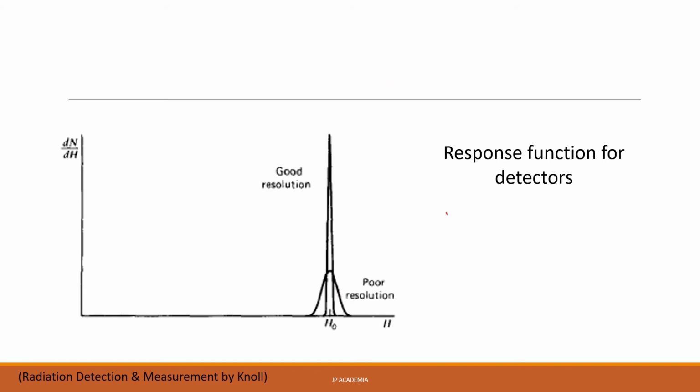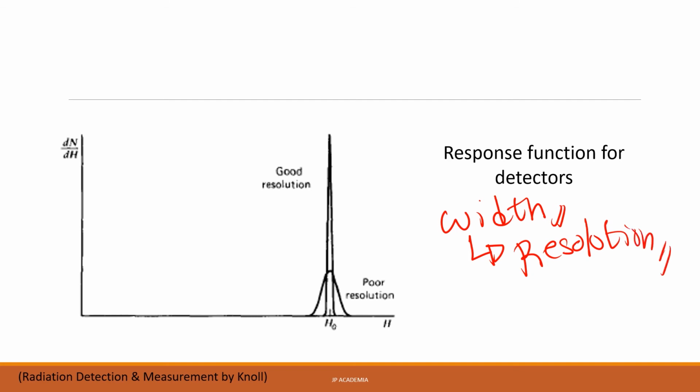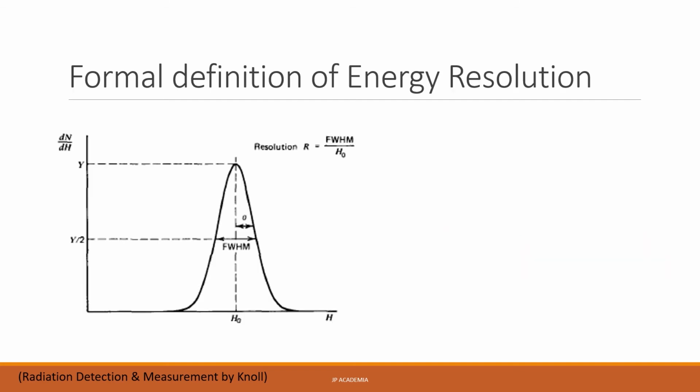Therefore, this width of your pulse reflects the fact that a large amount of fluctuation was recorded from pulse to pulse, even though the same energy was deposited in the detector for each event. So your width is essential in measuring the resolution or the energy resolution of your detector. Now let's go to the formal definition of energy resolution.